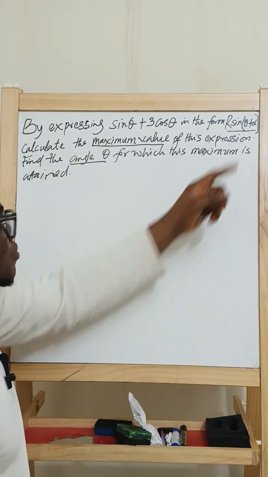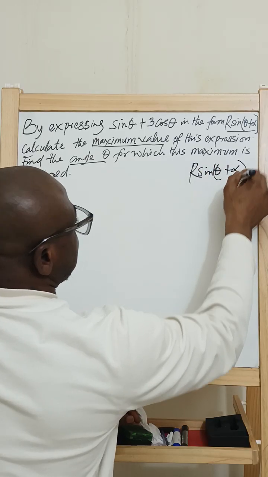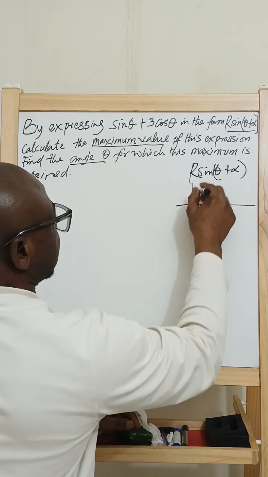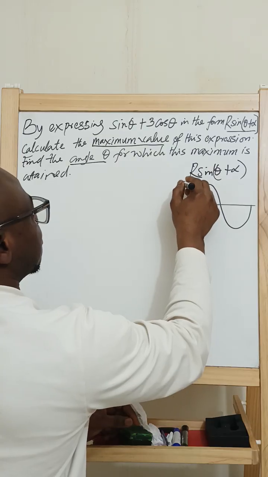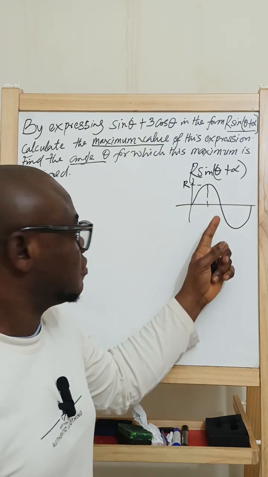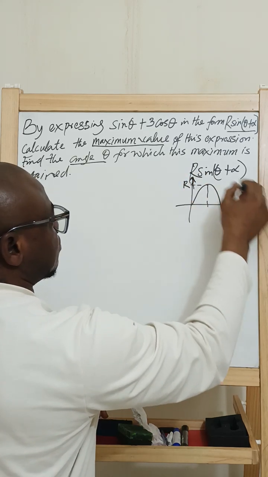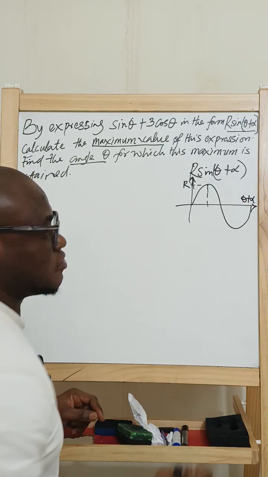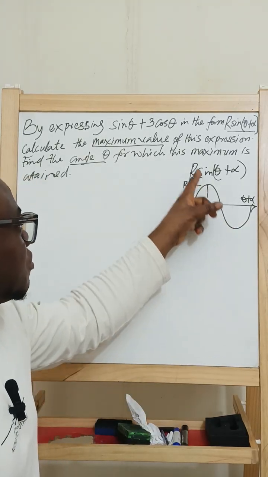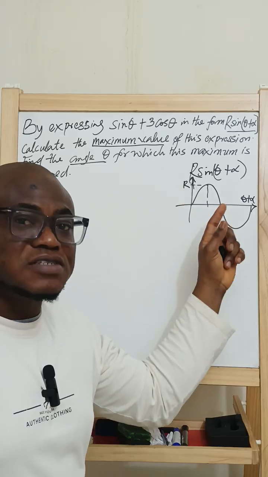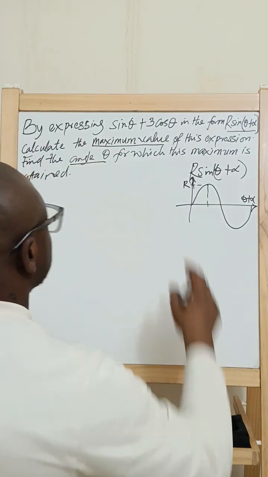If we look at this very well, the graph of r sine of theta plus alpha can be drawn like this, where the maximum value is r. So the maximum value of this expression is r, and the angle is theta plus alpha. So if we want to get the maximum value, what we are asked to do is to find the value of r. Let's go about solving this.